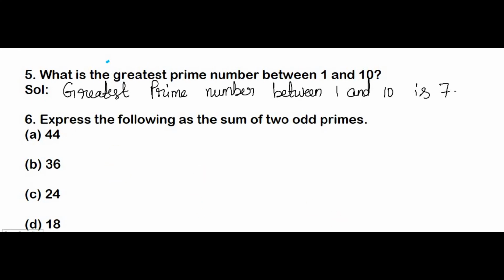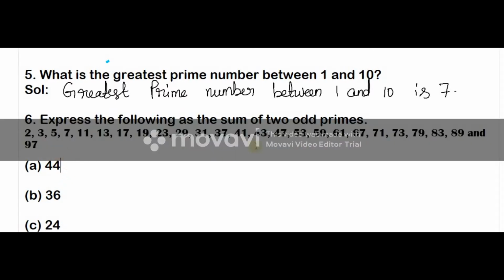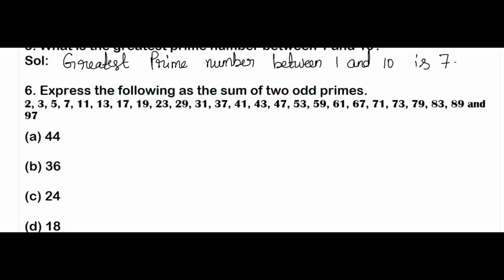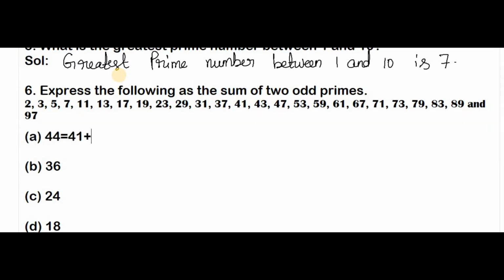Okay, one second, I'll just take a picture. So these are the prime numbers we have. Now we can easily check which two prime numbers if I add, I will get 44. So consider what two prime numbers, if we add, you will get 44. Which two prime numbers we will add to get 44 is simple: 41 plus 3, you will get 44.